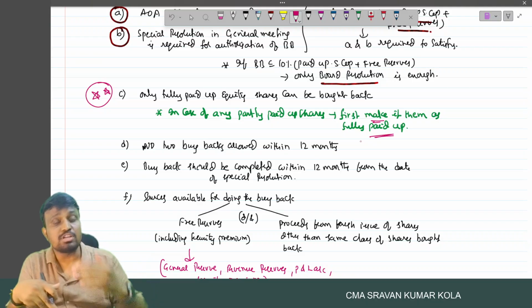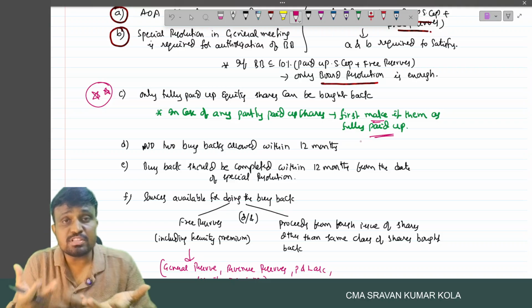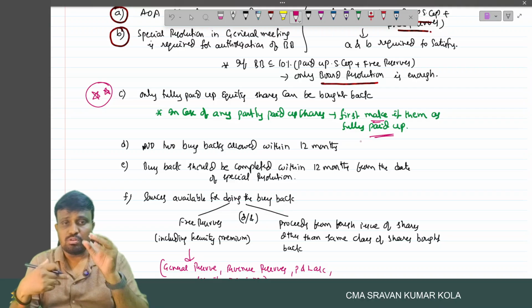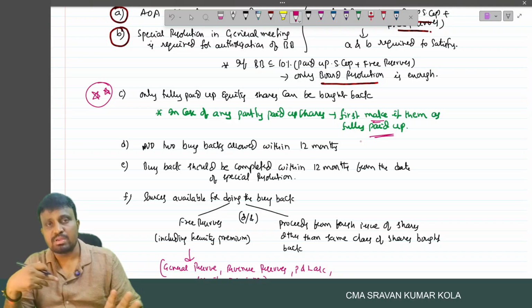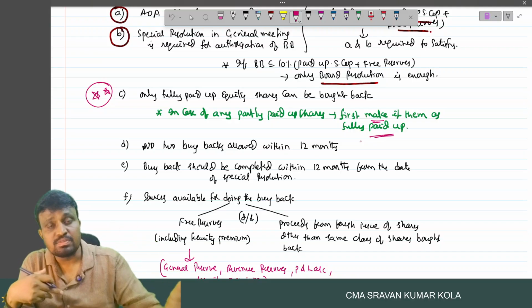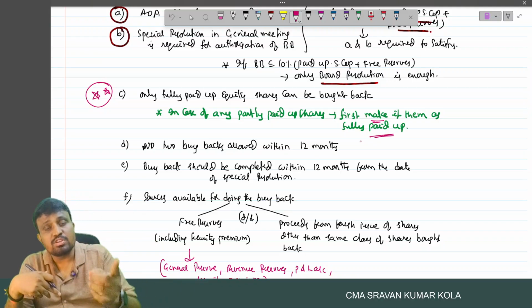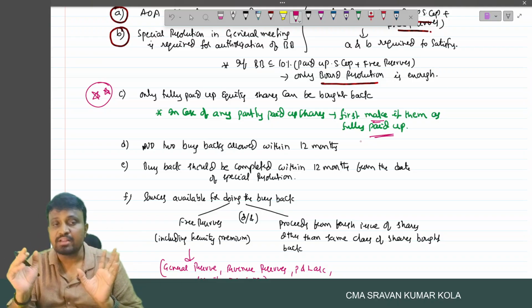Then we write the entry: share final call account debited to equity share capital account. And when we receive the amount, we write the entry: bank account debited to share final call account. If the equity shares are fully paid up, then only we can do the buyback. In case of partly paid up shares, first demand the amount and receive it. In such a way, we make them fully paid up, and then only can we do the buyback.